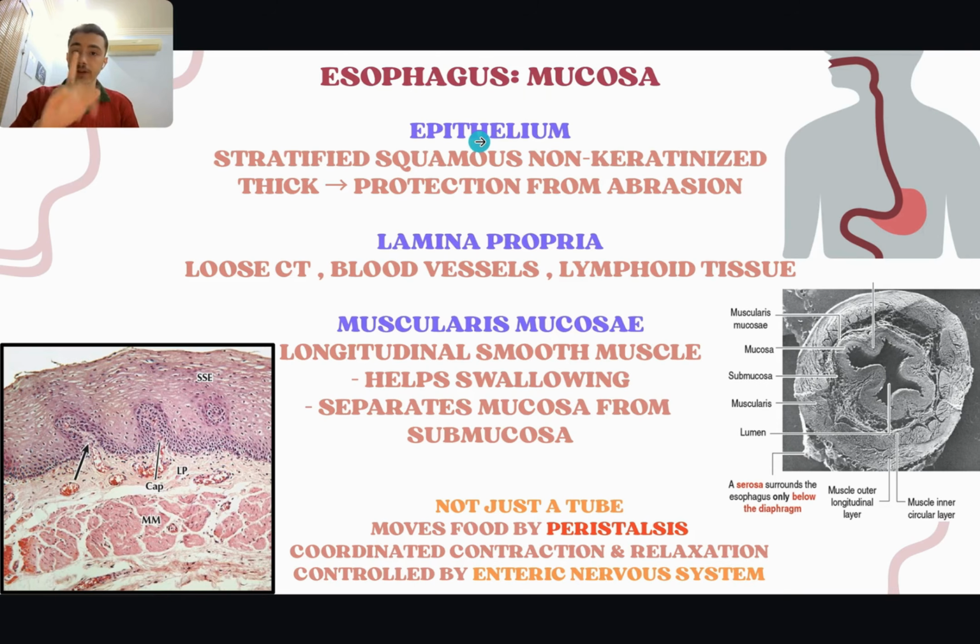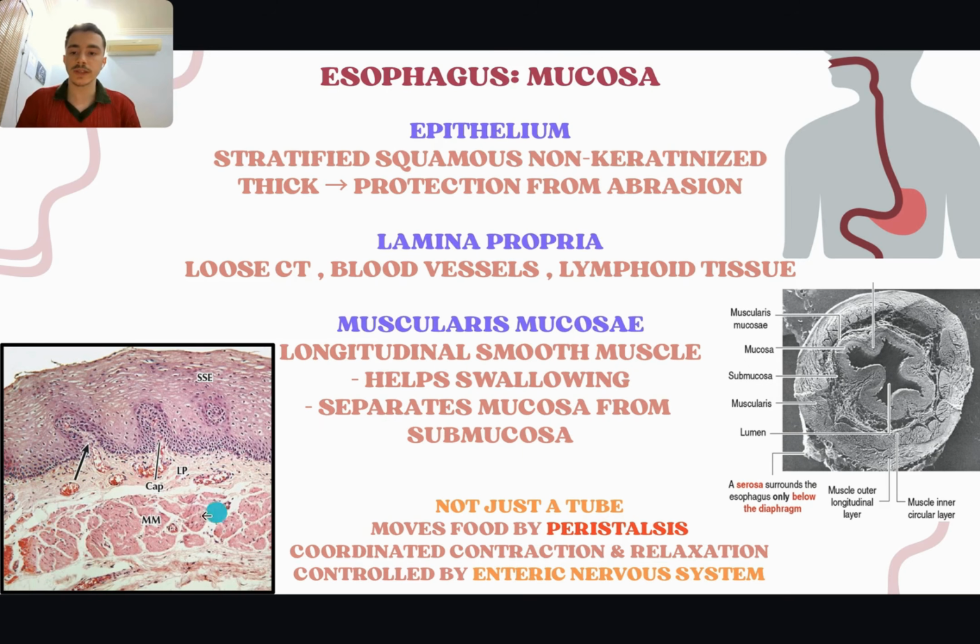Epithelium for the esophagus is stratified squamous non-keratinized, and it's thick because we need protection from abrasions from the things that we swallow. For lamina propria, as you can see here, LP is directly under the epithelium: loose connective tissue with blood vessels. There are no blood vessels in the epithelium, remember that. It's always in the lamina propria, so the blood vessels reach the epithelium by diffusion.